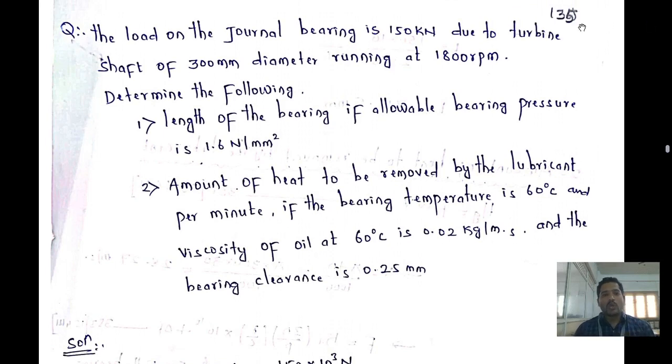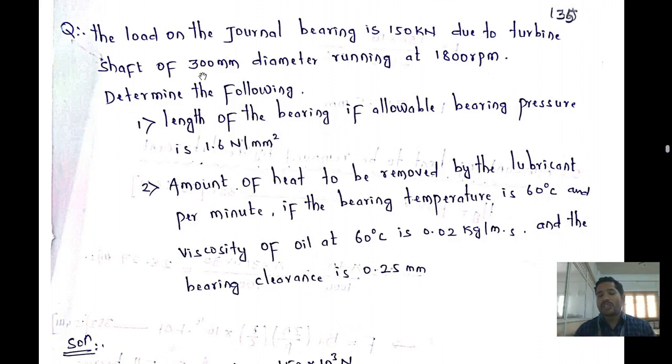Okay, the load on the journal bearing is 150 kilonewton due to a turbine shaft of 300 mm diameter. The diameter of the turbine shaft is given here as 300 mm. The load acting on the shaft is 150 kilonewton. This shaft is rotating at a speed of 1800 rpm.